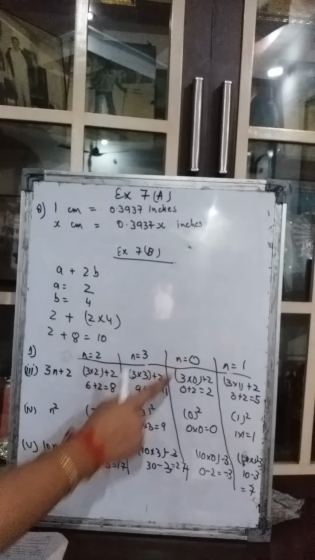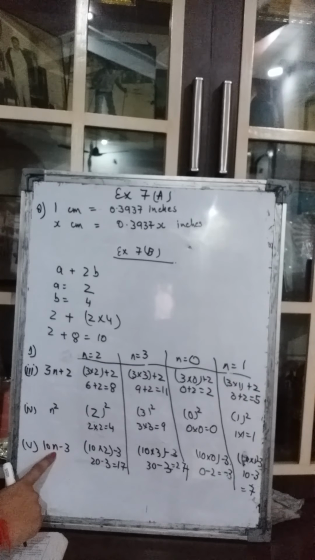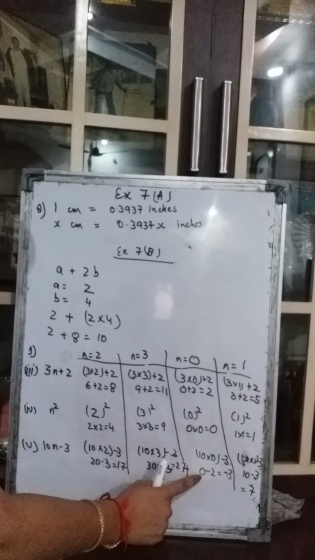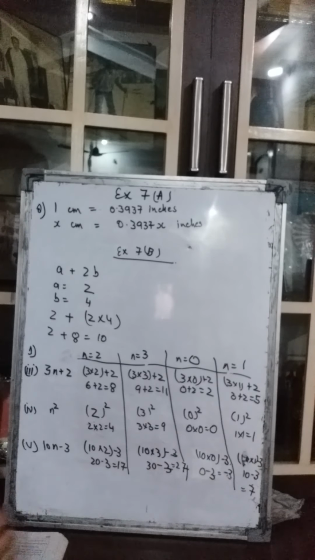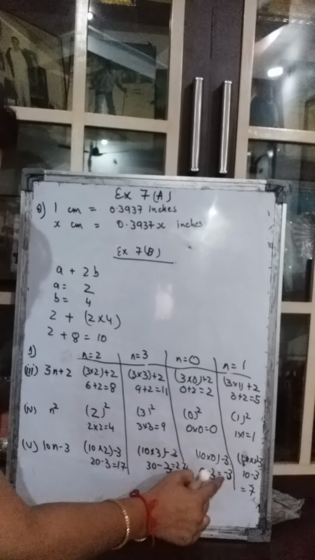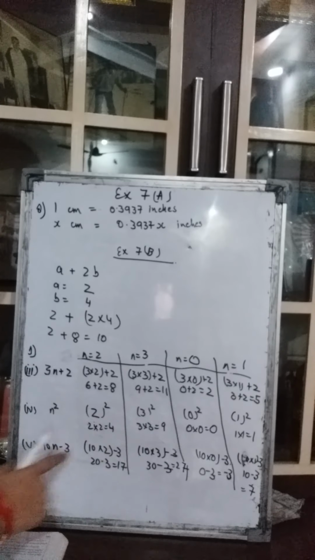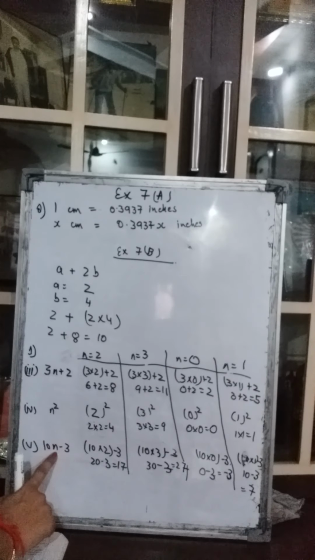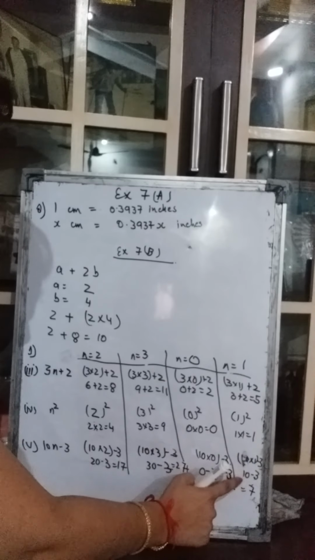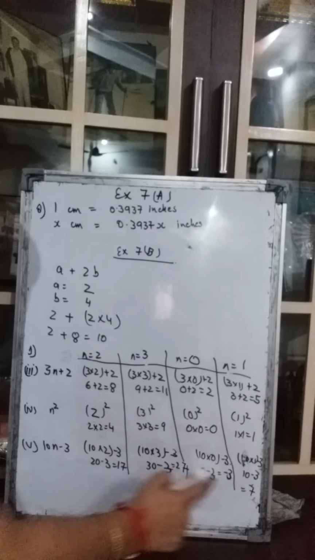Then the value of n is 0. So 10 multiplied by 0 minus 3. 0 minus 3. Anything subtracted from 0 gives you a negative number. So the answer will be minus 3. Now the value of n is 1. 10n minus 3. So 10 multiplied by 1 minus 3. That gives you 10 minus 3, which is equal to 7.